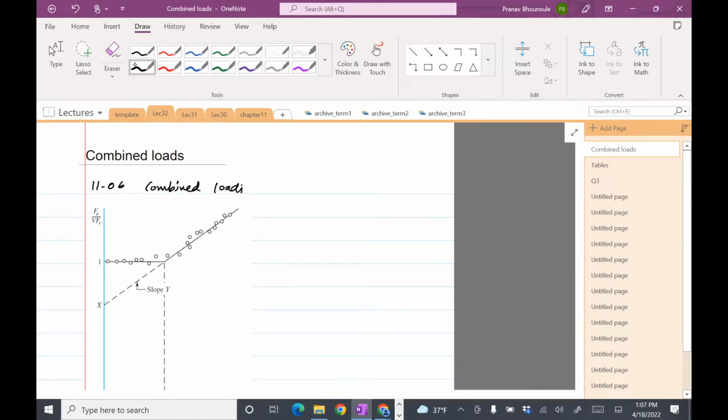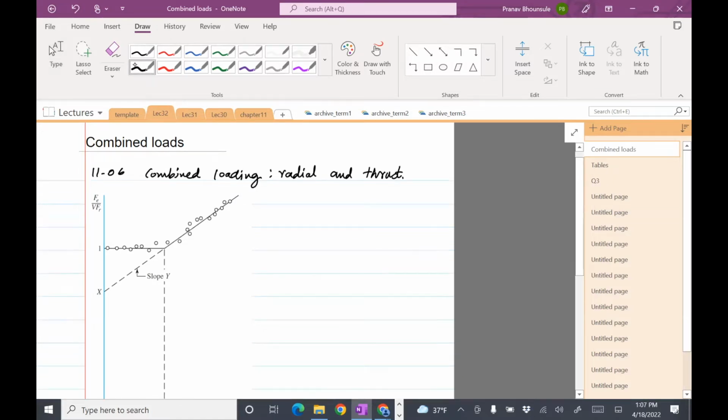Combined loading. That would be radial and thrust. Okay, so thrust is also axial loading. So we saw the formula is F L raised to 1 over A is a constant, where this is radial loads. So assuming that there's only radial loads, then you can use this formula.